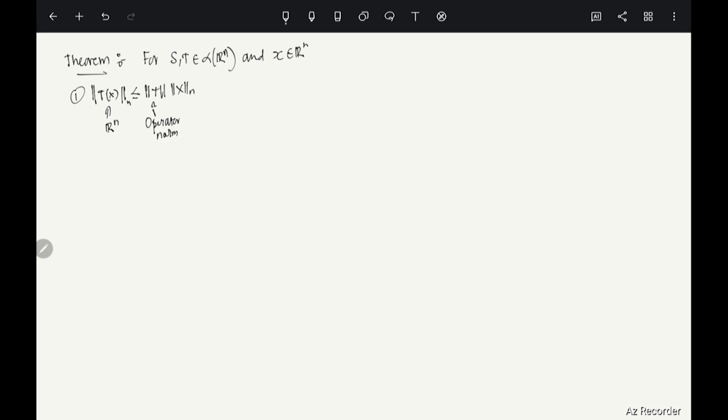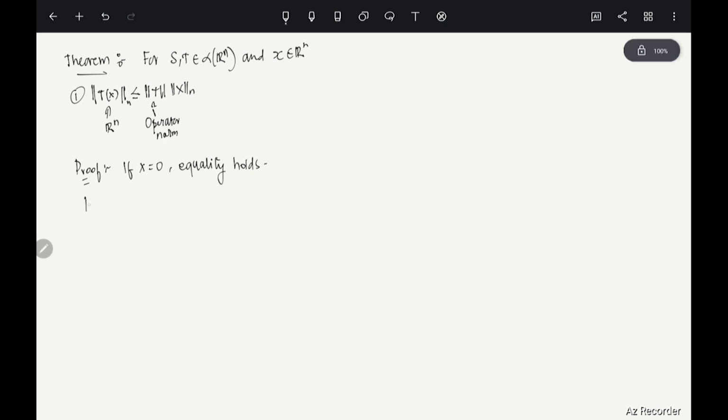So how do you prove something like this? Let's look at the proof. This should hold for all x in R^n. If x equals 0, equality holds and there is nothing to prove, because T is a linear map, so T of 0 has to be equal to 0. The other side is also 0, so 0 is equal to 0.